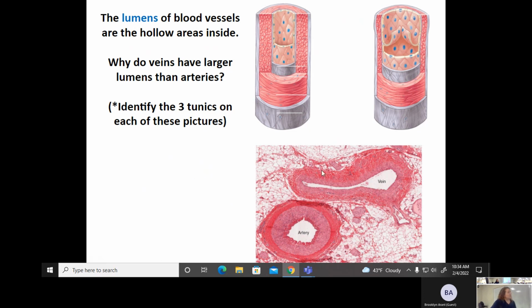But the main reason that veins have a bigger lumen is that they've got a thinner muscle wall. And having a big lumen helps them do their job, which we'll see later. But the veins have a thinner muscle wall, or tunica media. Arteries have a thicker tunica media. So on the slide, this is the muscle, this is the muscle, and then up here, this is the muscle.